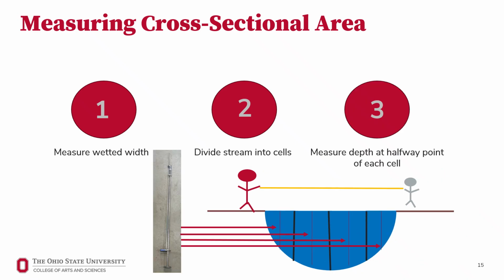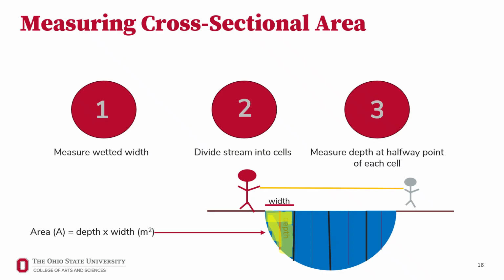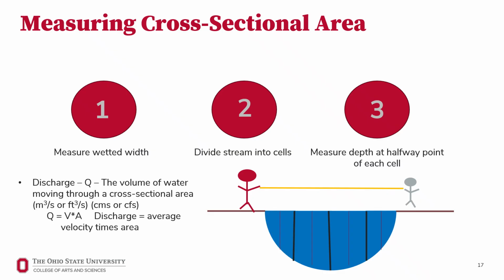You'll want to use the top set weighting rod to measure the depth at the halfway point of each cell. That depth will be recorded, and then we will use the velocimeter to measure the average velocity at each of these points. For your data analysis assignment, you will be using the width and depth measurements to calculate the cross-sectional area, and you will multiply area by the velocity to calculate discharge of each cell. The total discharge will be the sum of the discharge of each cell.